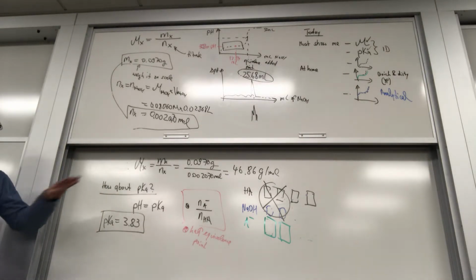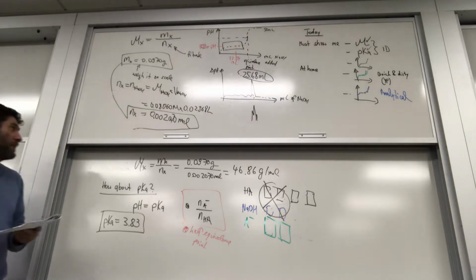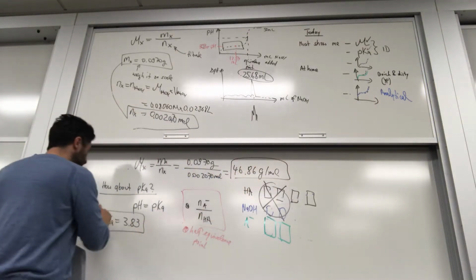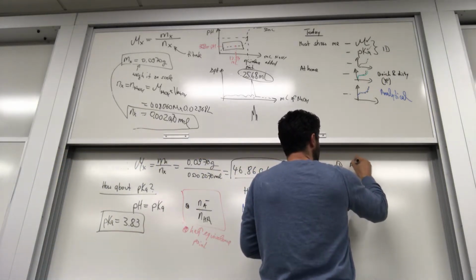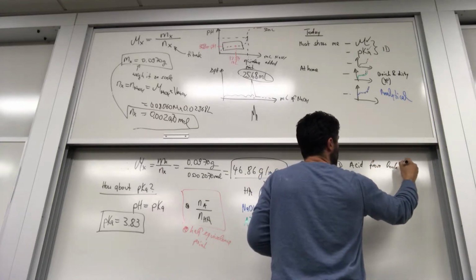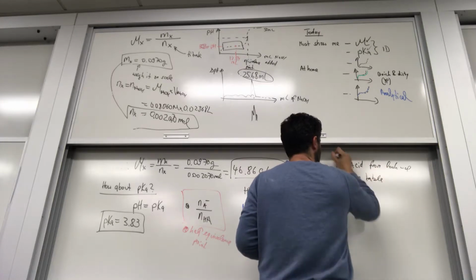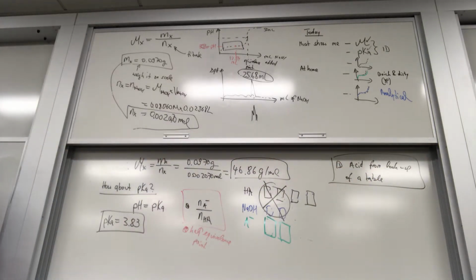Question? Now, once you have this and the molar mass, you can identify, right? Because molar mass plus pKa, you can identify your acid from a lookup of a table. And then you can do things like calculate percent error.